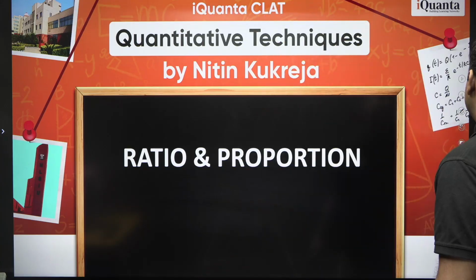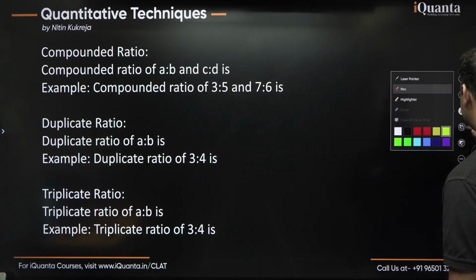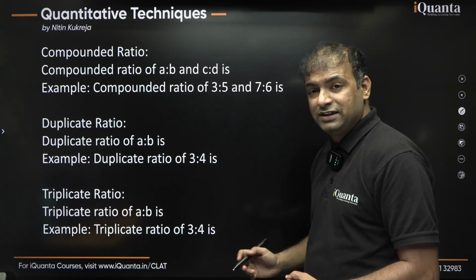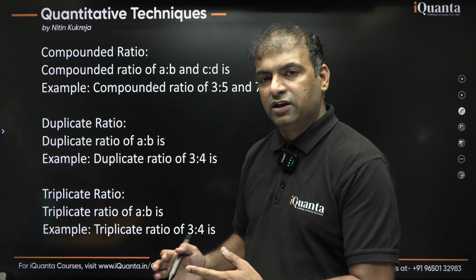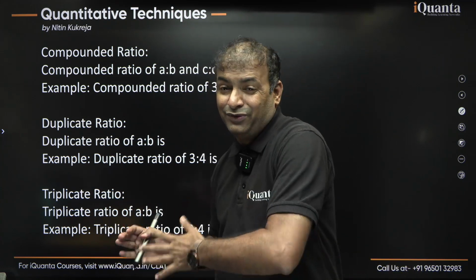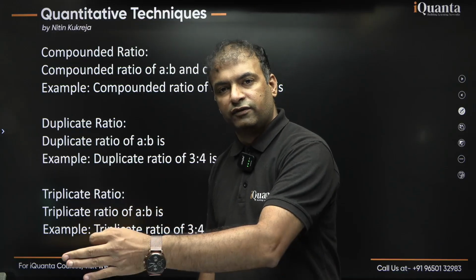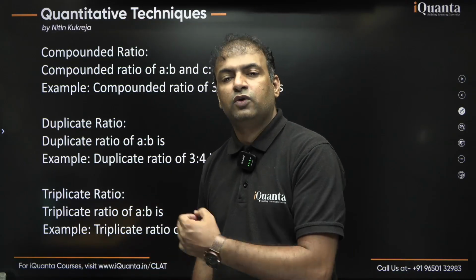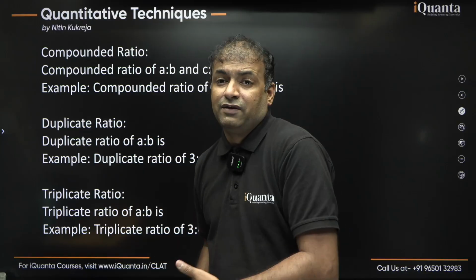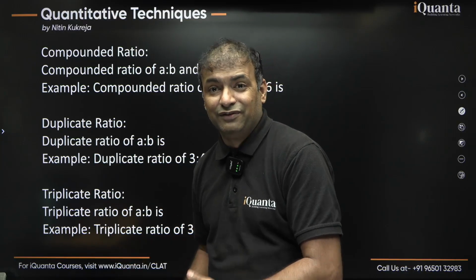Guys, the first concept here is about the compounded ratio. So what is compounded ratio? It's very simple. What do we do, guys? We find the compounded ratio of at least two ratios. So we find out the product of all the antecedents of the different ratios and also the product of all the consequents of the different ratios, and then find the ratio of those products.